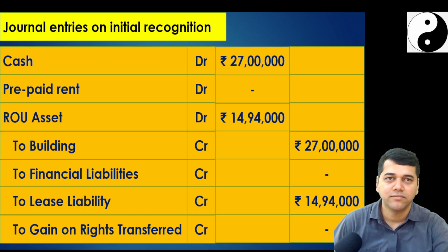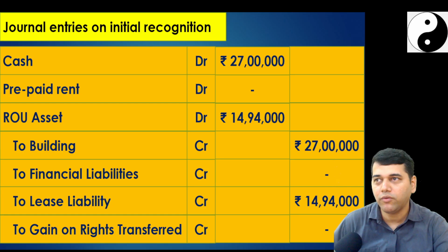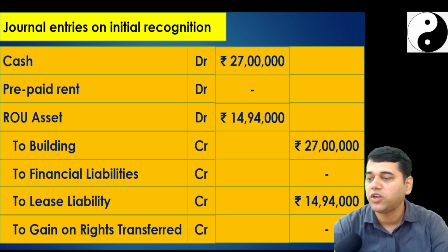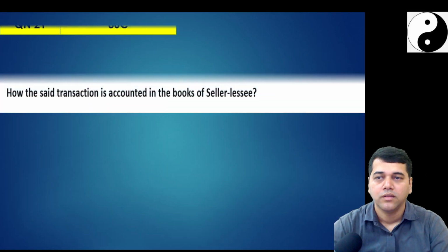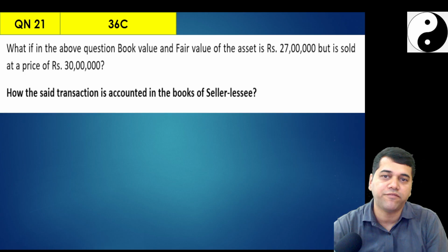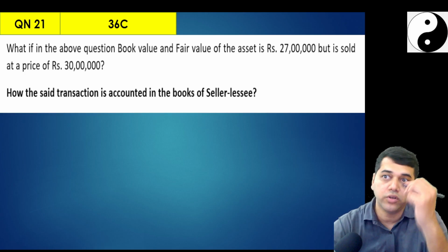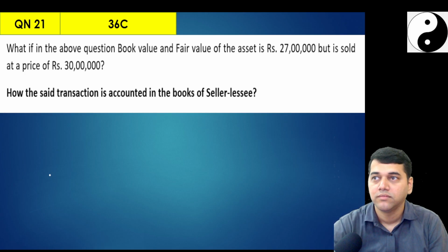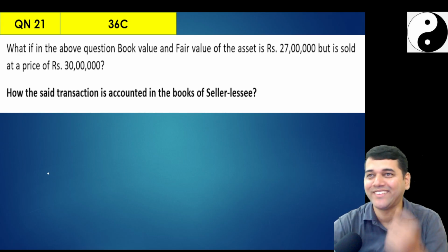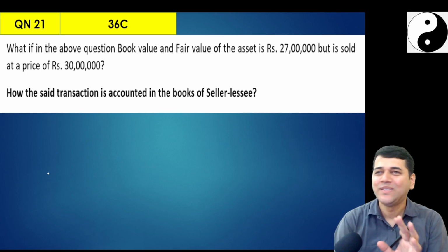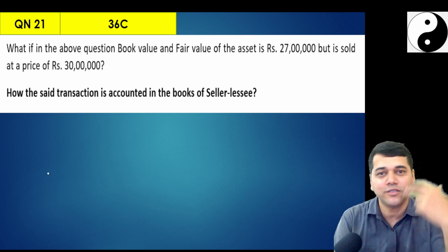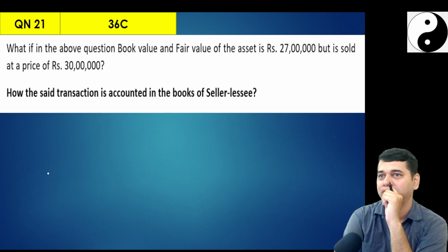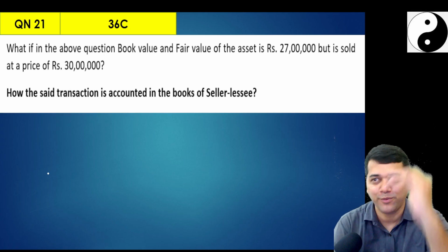Yes, students? Okay, now we will have the same problem with one small twist. Now I will say, what if in the above question the fair value of the asset is 27 but it is sold at 30? Now, by looking at this, your calculation should be so fast in your mind. You need not think about it. It should strike you, oh, this is a financing component. Then you are up to date, you are up to the mark.